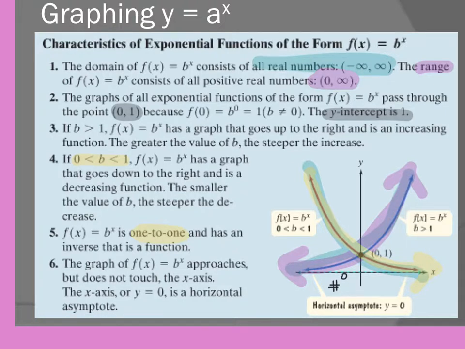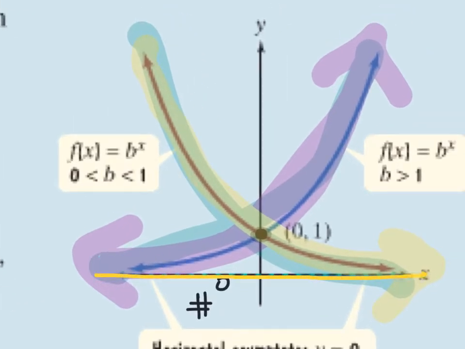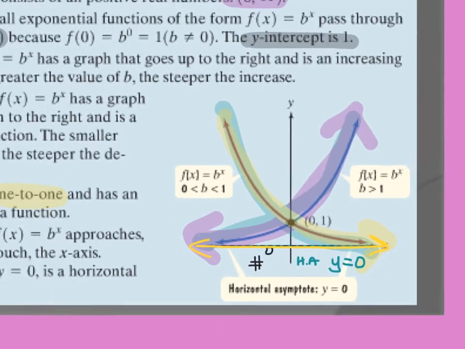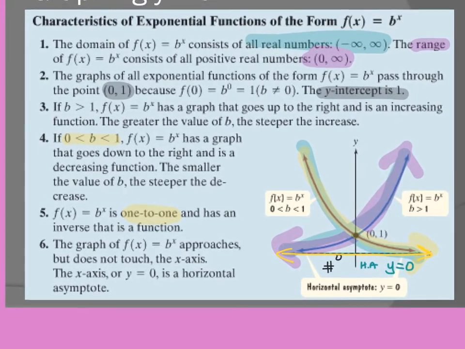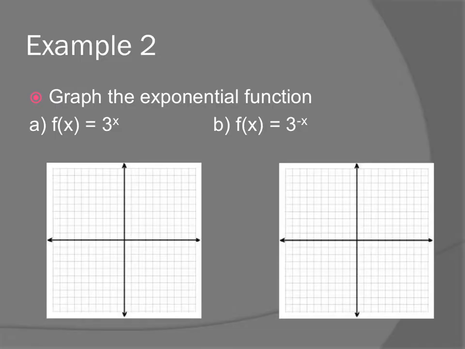And then the last thing says the graph of f of x equals b to the x approaches but does not touch the x-axis. So if I look at either of these, notice that they get close to but never actually touch my x-axis. I have a horizontal asymptote there. So if it's my standard exponential function, then my horizontal asymptote is at y equals 0. And that will shift with a vertical shift. So if it's not shifted up or down, then my horizontal asymptote is always y equals 0. Questions on that one?